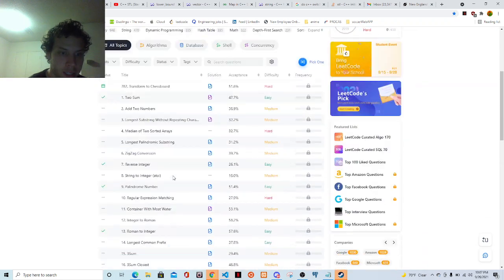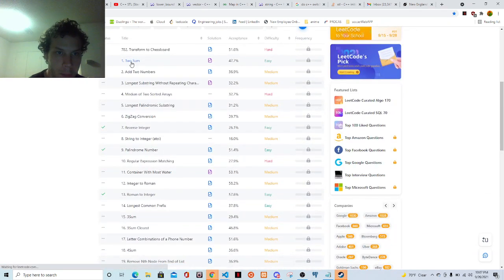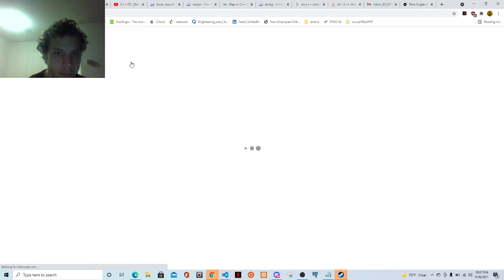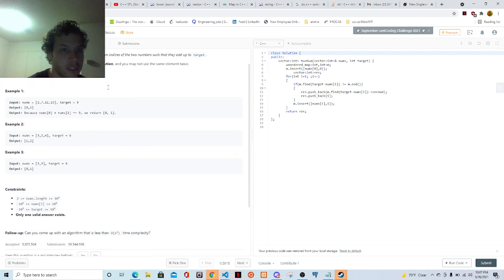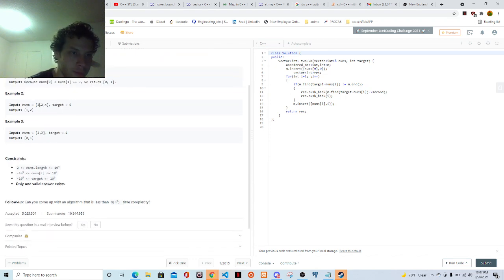That being said, so two-sum, there it is. What it wanted you to do was, given an array of integers, nums, and an integer target, return the indices of the two numbers that add up to the target number. And here's your example of 2 plus 7 equals 9, which is the target. So 0 and 1 are the correct indexes.